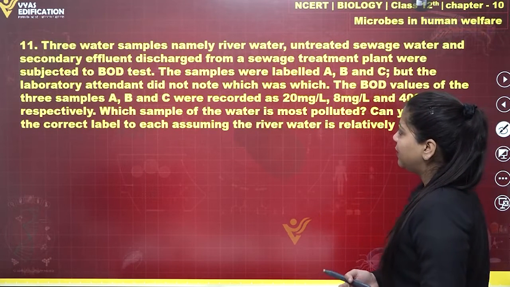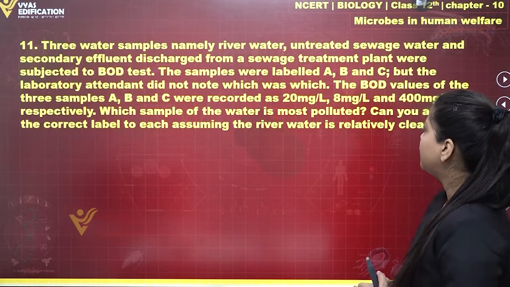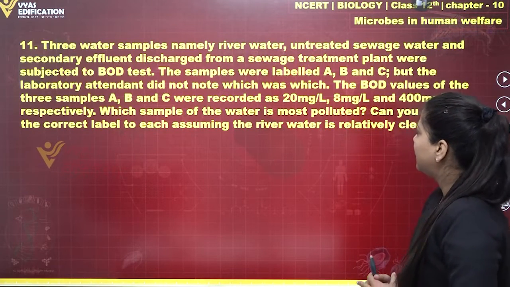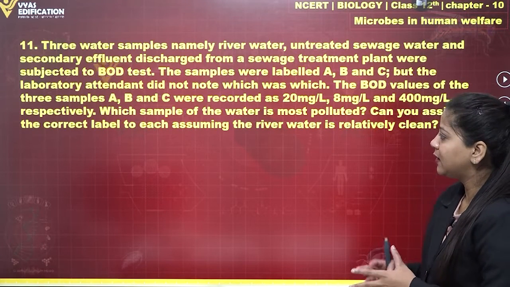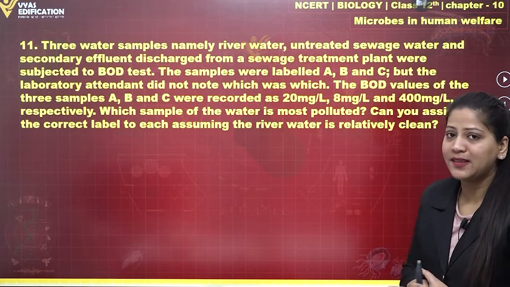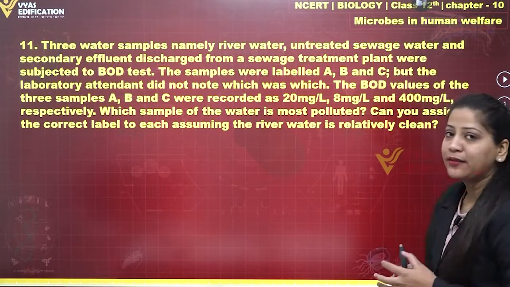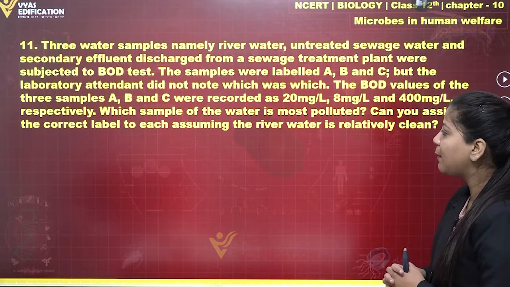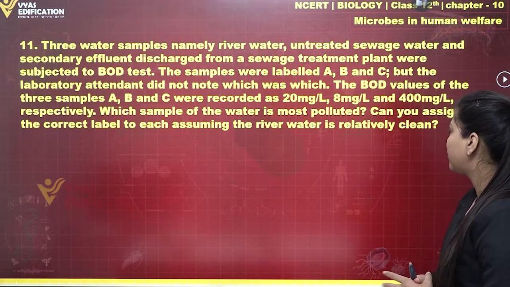Three water samples, namely river water, untreated sewage water and secondary effluent discharged from a sewage treatment plant, were subjected to a BOD test. The samples were labeled A, B and C, but the laboratory attendant did not note which was which. The BOD values of the three samples A, B, C were recorded as 20 milligram per liter, 8 milligram per liter and 400 milligram per liter respectively. Which sample of the water is most polluted? Can you assign the correct label to each, assuming the river water is relatively clean?